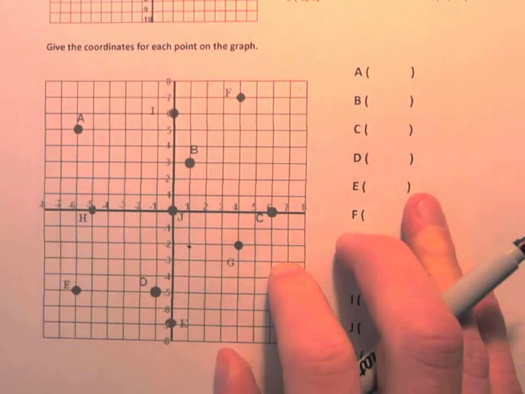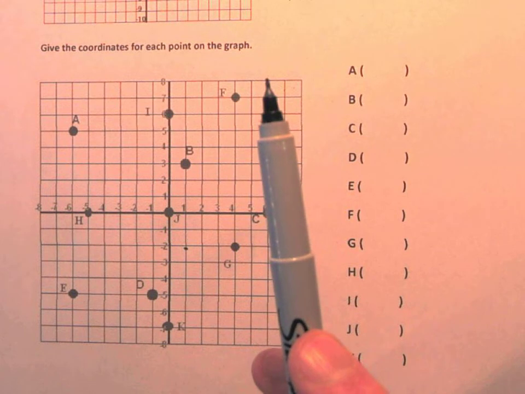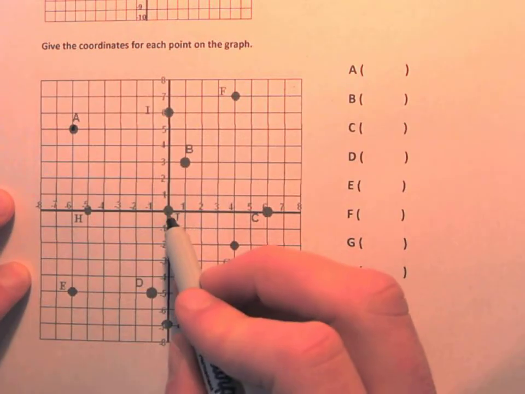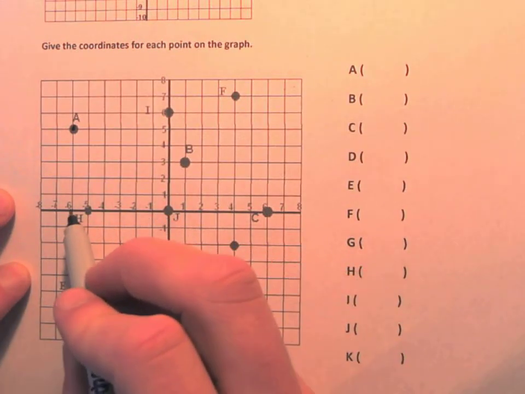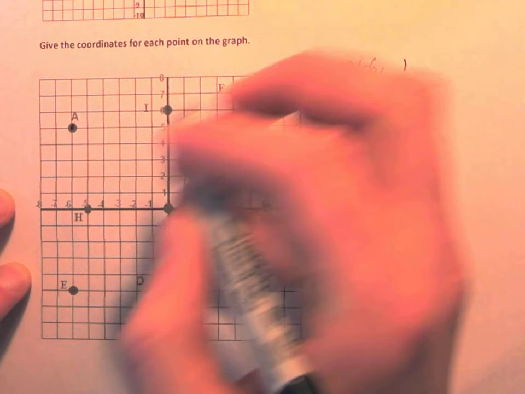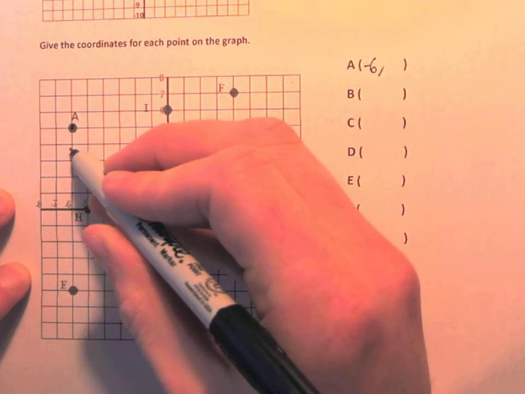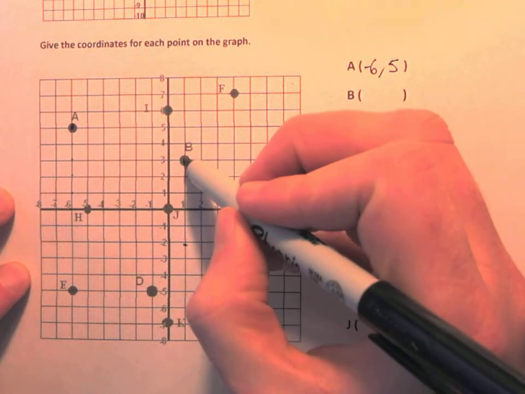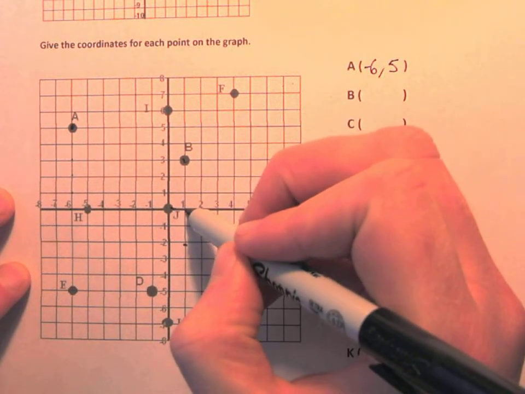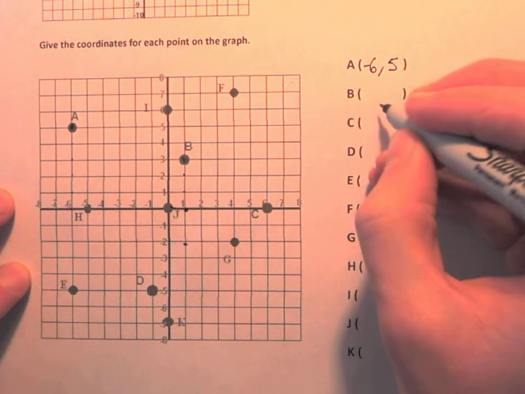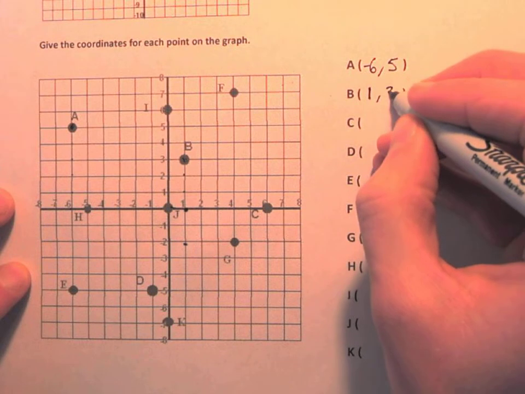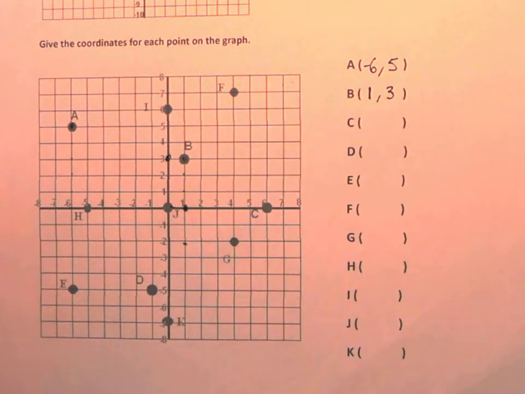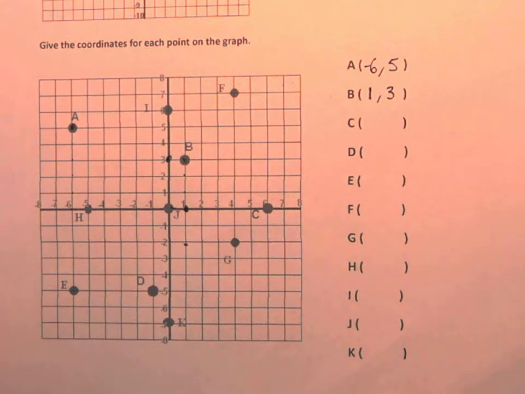Alright, and then here's some more practice. Give the coordinates for each point on the graph. A is there. So how do we get there? We always go on the x-axis first. You'd have to go negative 6. And then up how many from there? 1, 2, 3, 4, 5. Alright, B. Where's that? Right here. We'll have to go to the 1 spot, and we'll have to go up from there. 1, 2, 3. So 1 on the x-axis, 3 on the y-axis. So you can see if you see 1 and you see 3 there, they kind of link up like so.